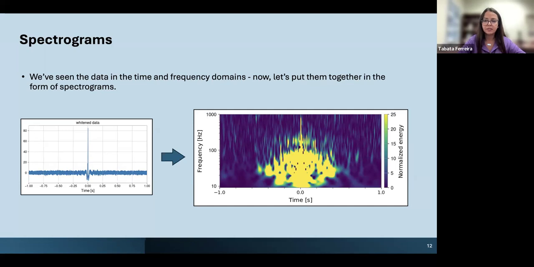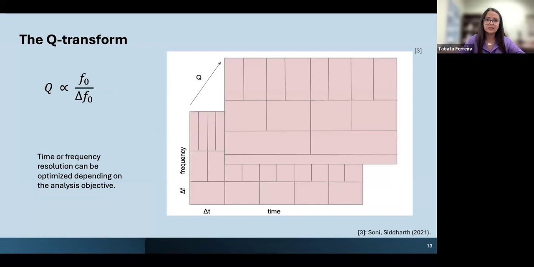Usually, spectrograms can be created by applying Fourier transform. However, to analyze glitches, we create spectrograms based on the Q-transform. Q-transform is a modification of the Fourier transform, where there is a window, almost a Gaussian window, which multiplies the data. And this window depends on a quality factor, or Q, which is proportional to the frequency of the window over the bandwidth of the window.